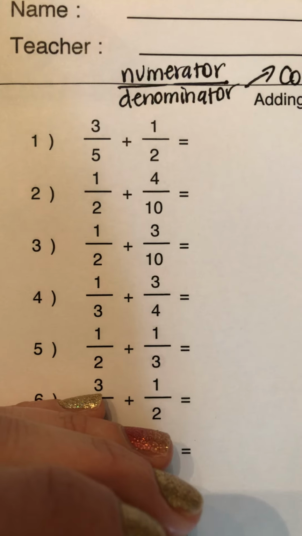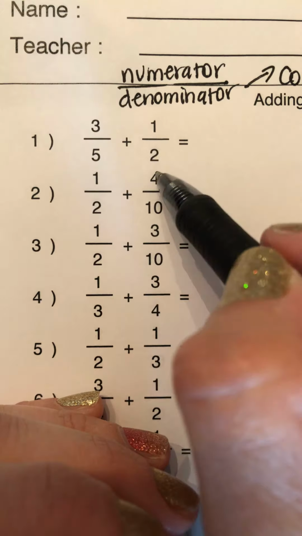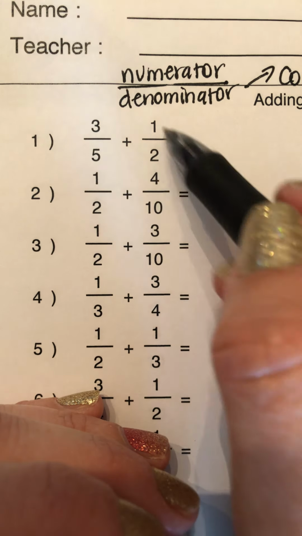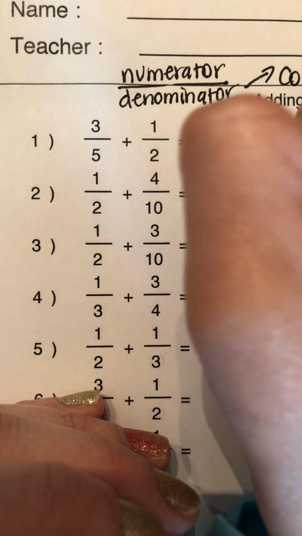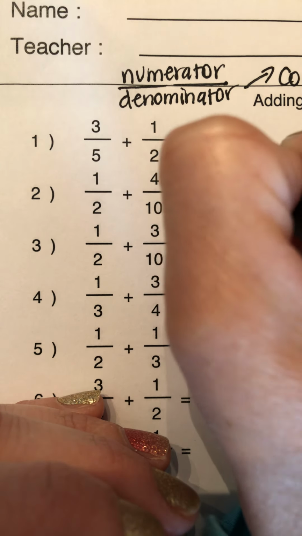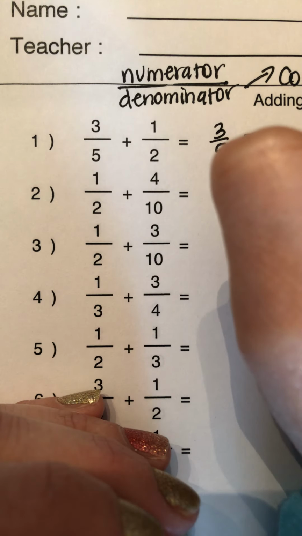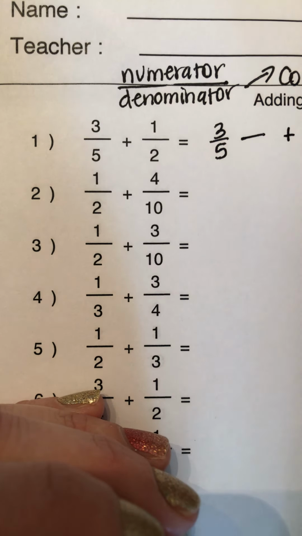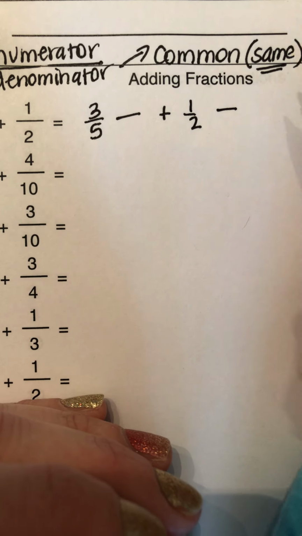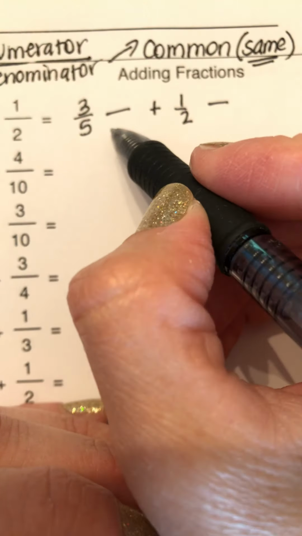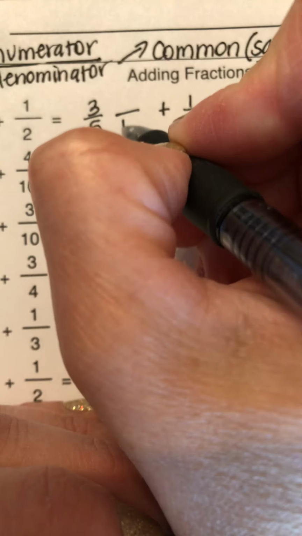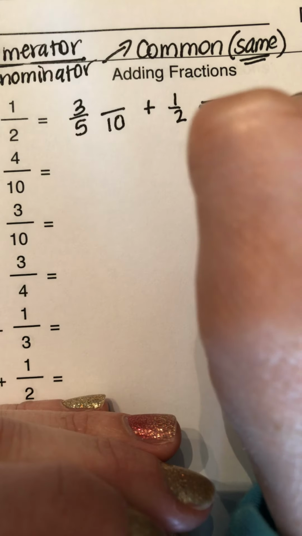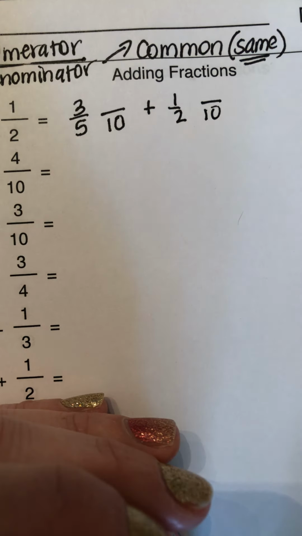So if we look at number 1, we have 3/5 plus 1/2. Well, that's not going to work out because we have two denominators here that are not the same. So what you need to do is I usually go over to the side and I rewrite the problem and I leave some space, okay? And then I'm going to do 1/2 and make another fraction bar there. All right, what number do 5 and 2 both go into? And they both go into 10. So I know that I need 10 to be my denominator. That's going to be the common denominator, okay?